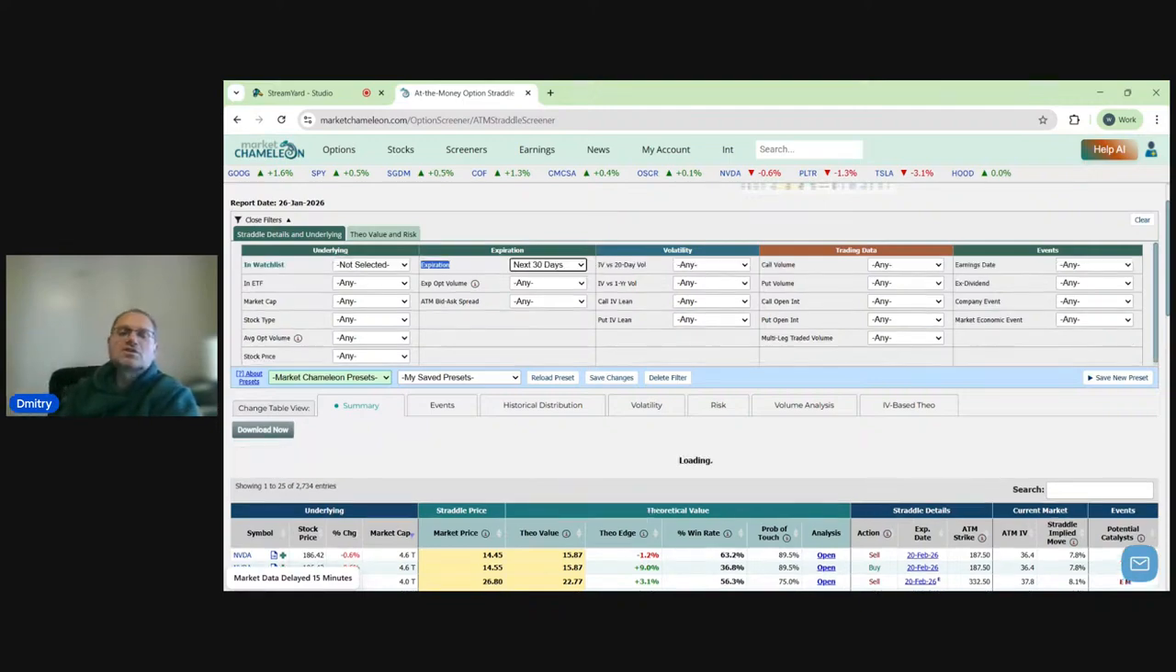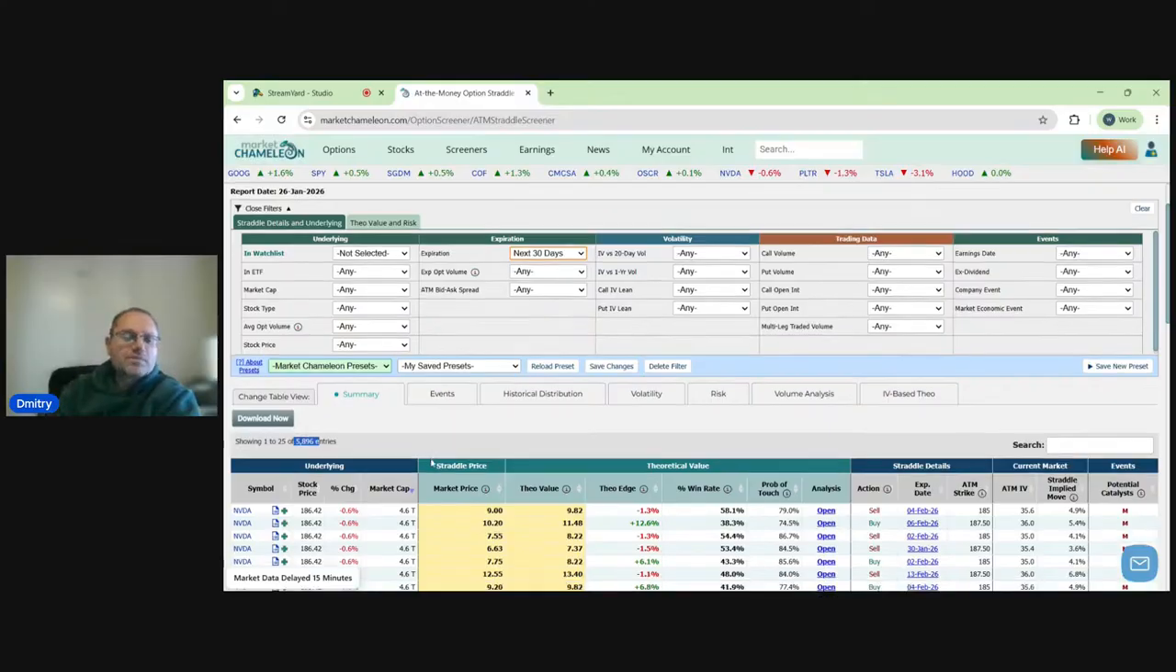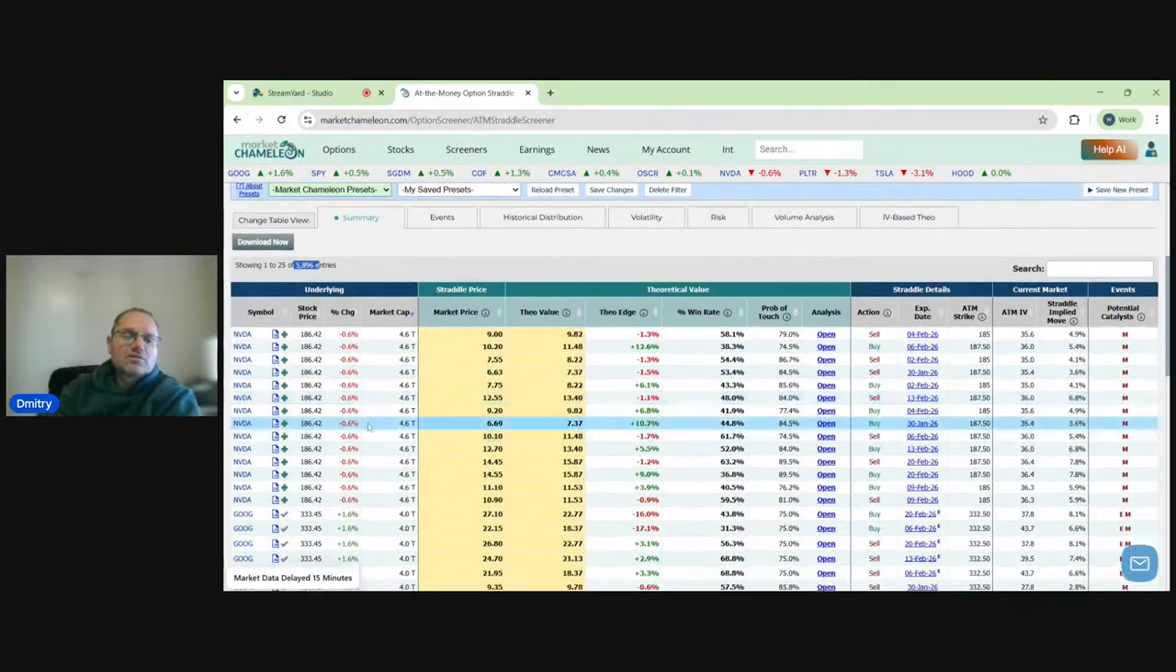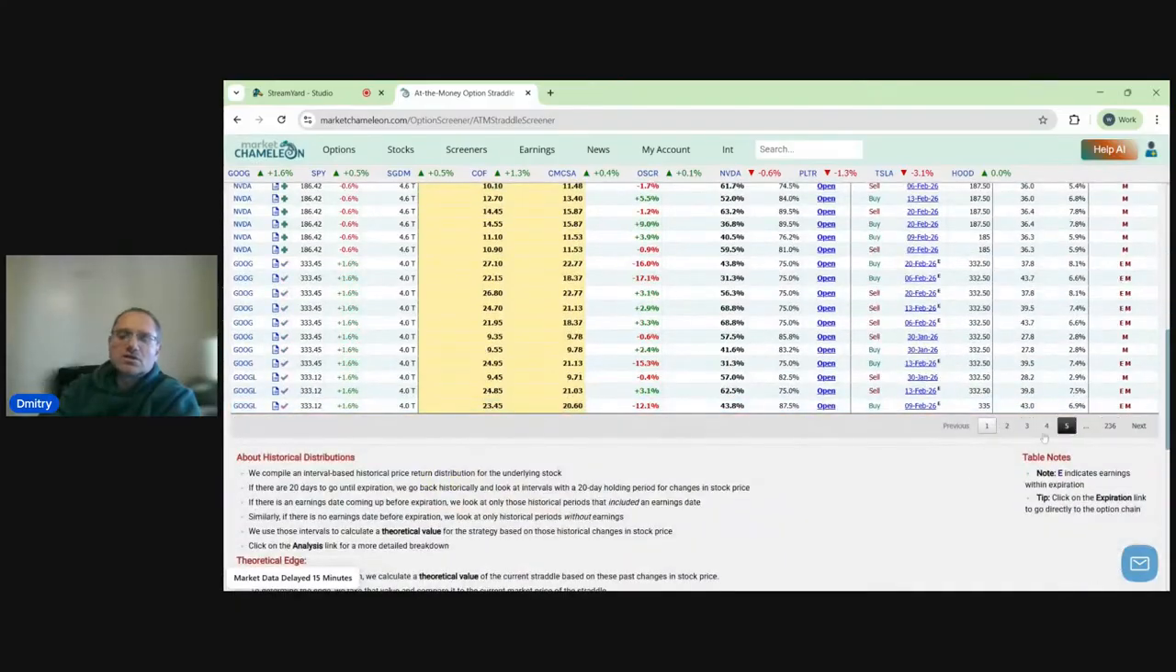So I'm going to click on this. This way we're not looking at just a particular expiration. And now we have straddles that are going to expire within the next 30 days. And you can see here we have over 5,800 different straddles. Here NVIDIA has a lot of them, Google, and you can tab through all of these.